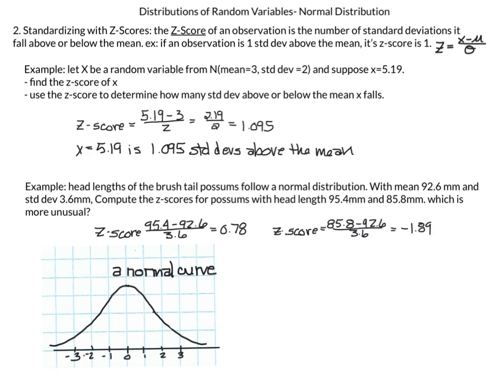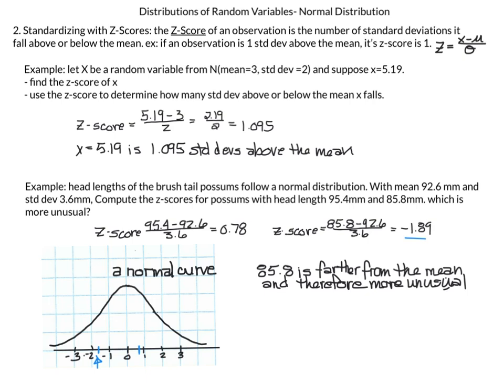Looking at that, on this graph, we have 0.78, so something over here. And then our negative 1.89, so that's over here. This measurement, the negative 1.89, is further from the mean. So in other words, it's going to be more unusual. More people cluster around the mean.